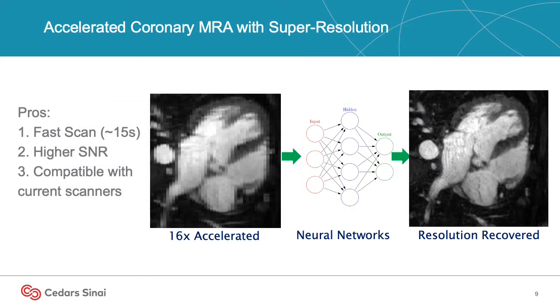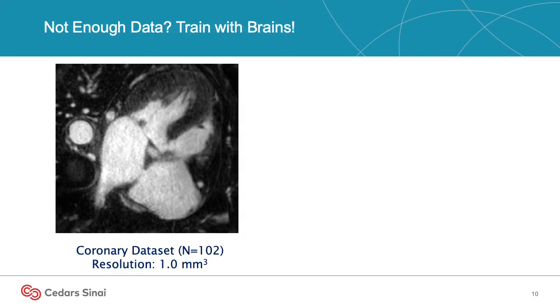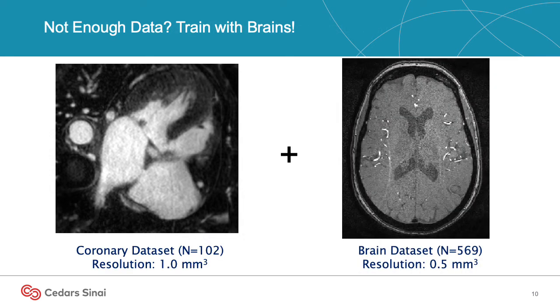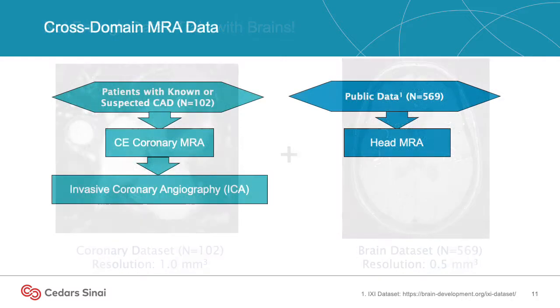Therefore, by learning the transformation from low resolution to high resolution images, we should be able to revert the blurring effects of downsampling and recover the anatomical details. This enables MRA with faster scan, higher SNR, and is very easy to implement because it is post-processing based. However, training data for coronary MRA are very limited. We propose to incorporate brain MRA datasets, which are available in much larger quantity and share important image features like vessel structure.